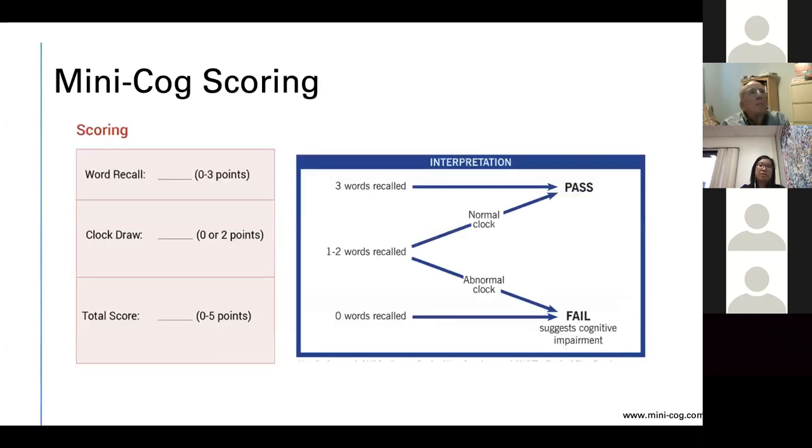So in terms of the scoring system, the word recall is 3 points, the clock draw is 2 points, and it's out of 5 in total. So if the patient is able to recall 3 words and they have a normal clock, then they pass the test. If they are able to recall 1 to 2 words and they still have a normal clock, they pass the test. If at any point in time they don't recall any of the words or they have an abnormal clock, then they fail the mini cog and it should prompt further cognitive testing.